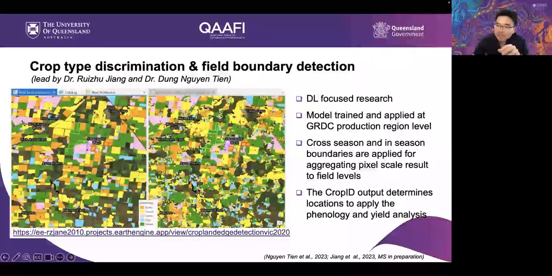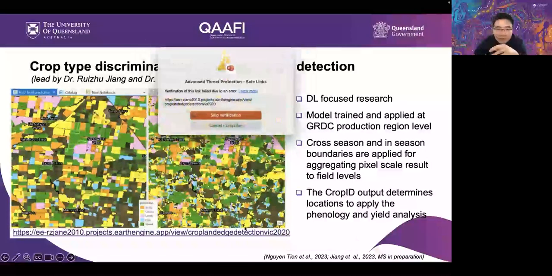And Dr. Tian has been leading the work to develop advanced deep learning models capable of discriminating among the major winter and summer crops across Australia at pixel scale. And the beauty of that is Dr. Jian has engineered a cutting-edge pipeline for delineating the field boundaries. We see this step is very crucial because it aggregates the pixel-level observations to a field level, which significantly diminishes the signal noise and increases the overall accuracy of the results.